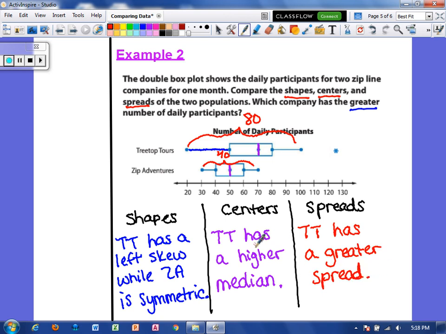Okay, so now we want to answer the question, which company has the greater number of daily participants? So what I am going to use to judge this is the median. And since Treetop Tours has a higher median, we are going to infer that Treetop Tours has a greater number of daily participants. So make sure you pause and take a moment to write that down in a complete sentence.